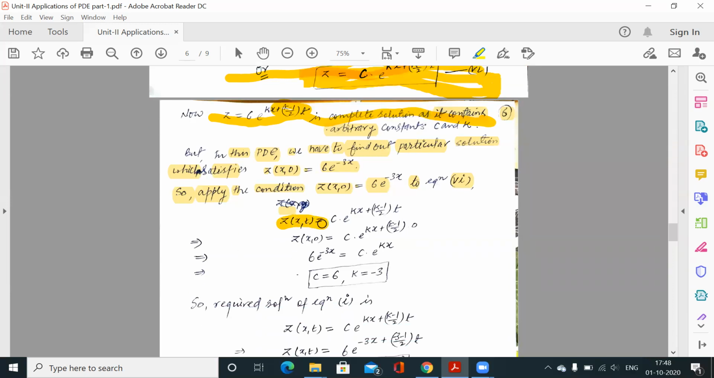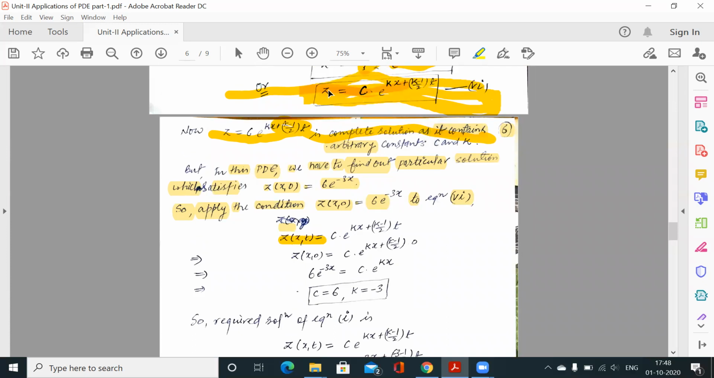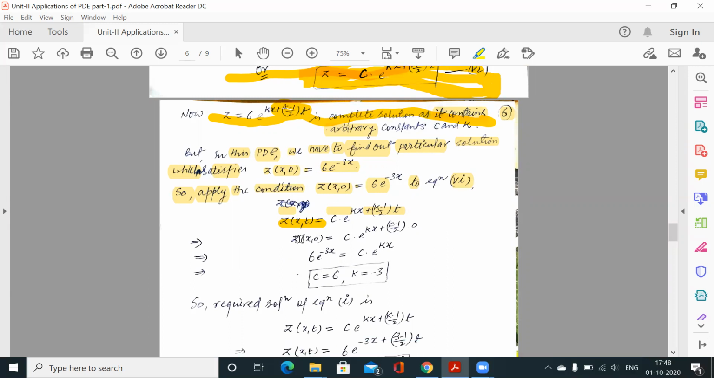What is the condition? The complete solution is z(x, t), because z is the dependent variable, so z is a function of x and t. So z(x, t) is equal to C e to the power kx plus (k minus 1) by 2 t. Now what is the given condition? The given condition is z(x, 0) is this: at t equal to 0, the z value is 6 e to the power minus 3x. So applying t is equal to 0, z(x, 0) is equal to C e to the power kx plus (k minus 1) by 2 into, we have to substitute 0 for t, so this is 0.